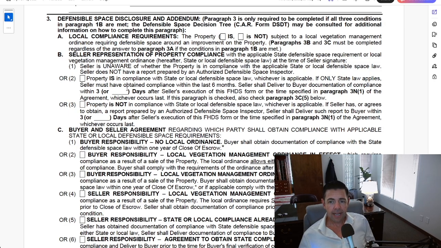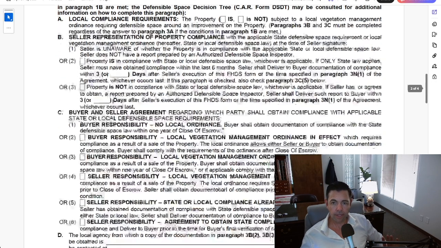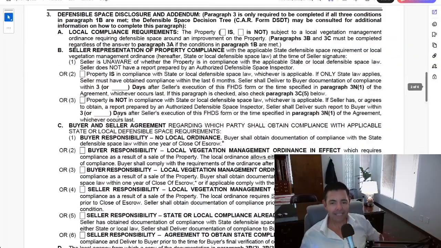Now, you can read this and say property is in compliance, and then the seller must have obtained within the last 6 months some sort of compliance documentation. A seller's going to know if this applies to them. I mean, maybe a seller got a notice from the fire department about all this brush around their home, and then they had to pay someone to come out with a weed trimmer, clean it all up, and then get it inspected. If a seller went through that, they're going to know and they're going to answer this appropriately. But if it's been completely out of their mind, they have no idea, they're 100% unaware, leave 3B alone. Default verbiage, 3B1, done. Move on to 3B or 3C.